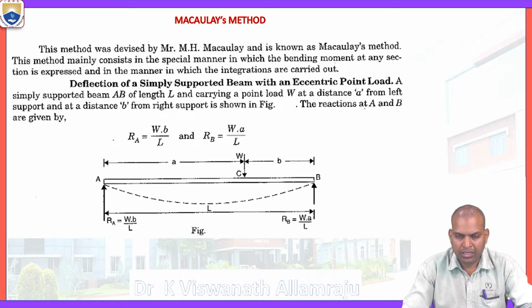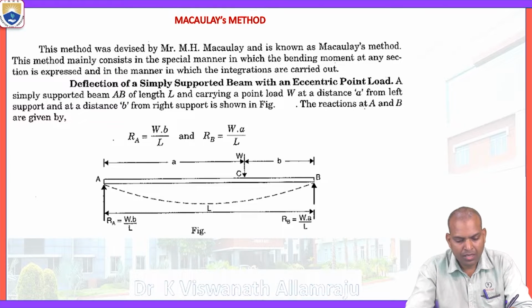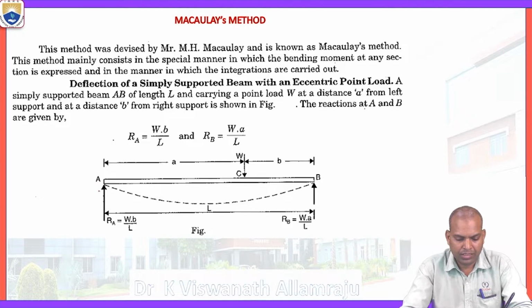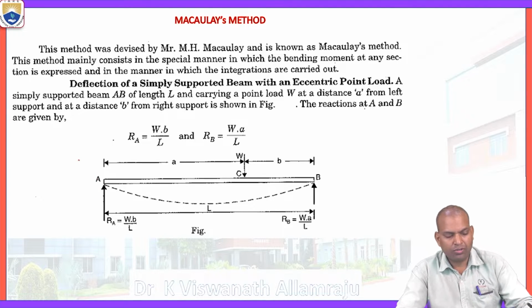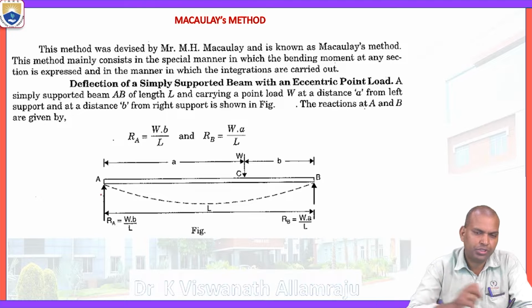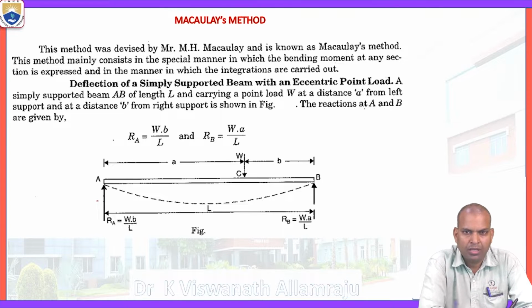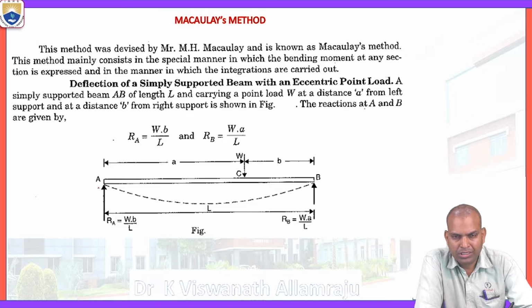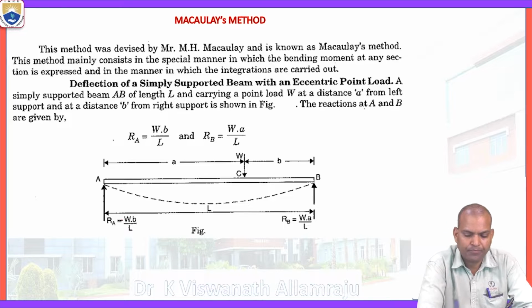with an eccentric point load, having the length of the beam as capital L and supports A and B. The eccentric load is acting at a distance of a from the left support and b from the right support. Now here the reactions are calculated by using the concepts of shear force and bending moment diagrams. So here we found the reactions at A and B. The reaction at A is Wb by L, and the reaction at B is W times a by L.